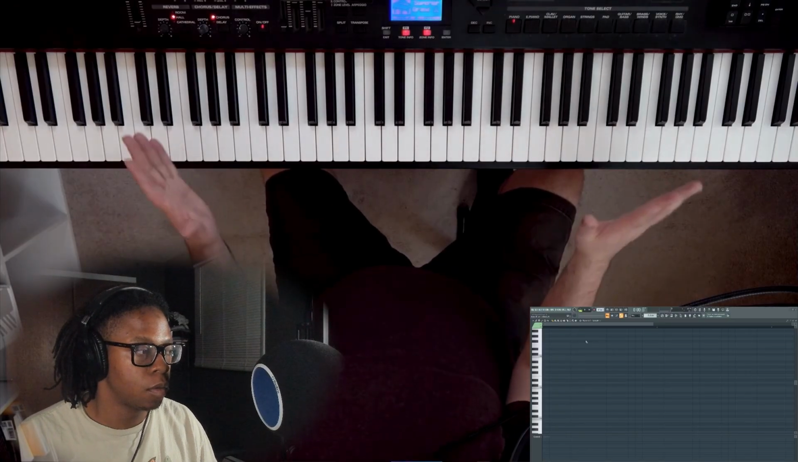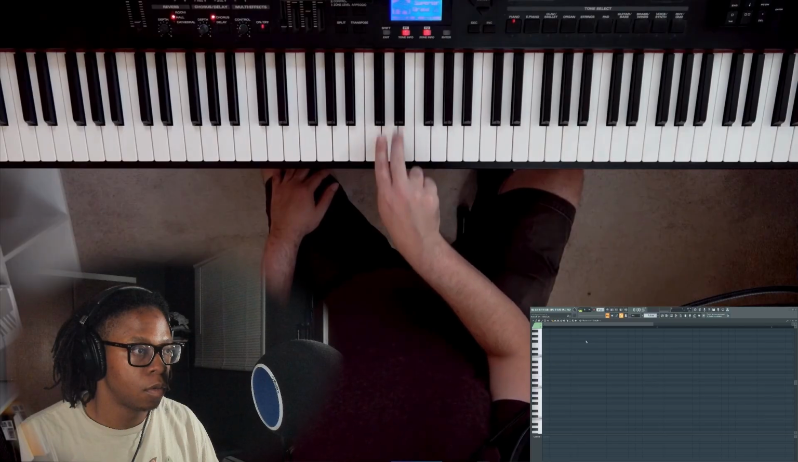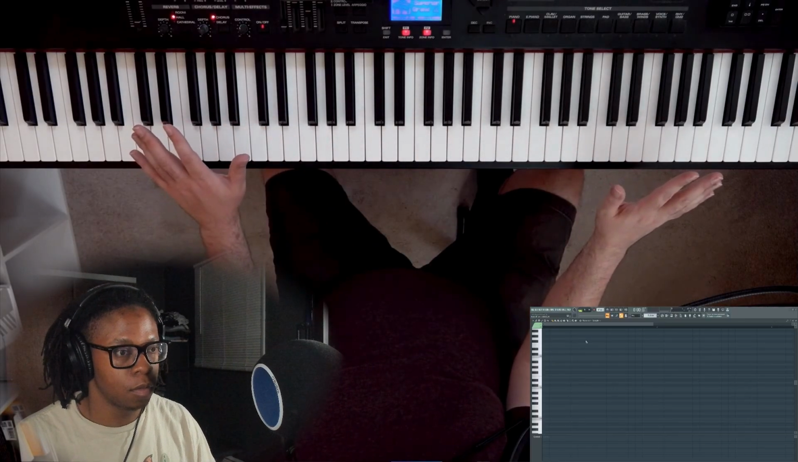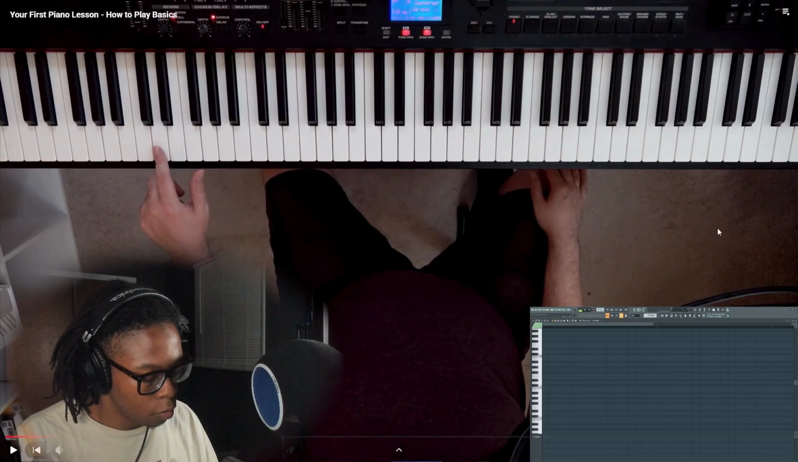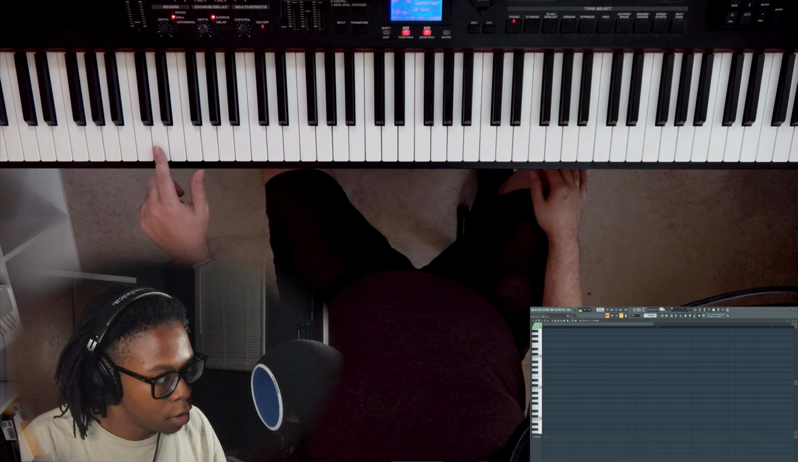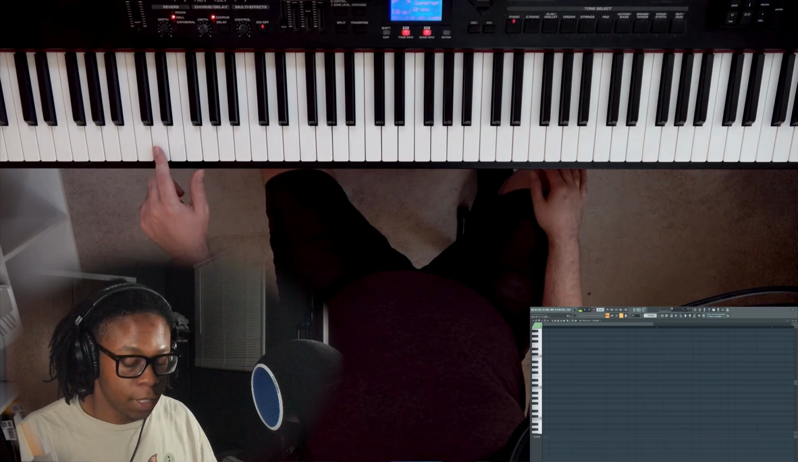If you want to find all the D's on the piano, they are in between the group of 2 black keys. So just take a second and find all the D's on the piano. They are, okay. So these are my C's. D.